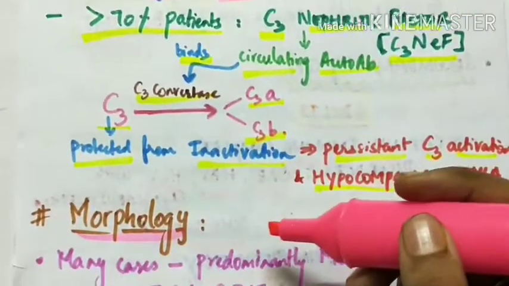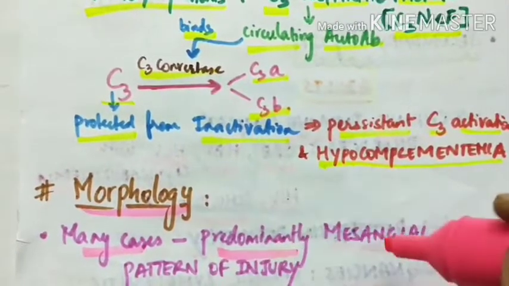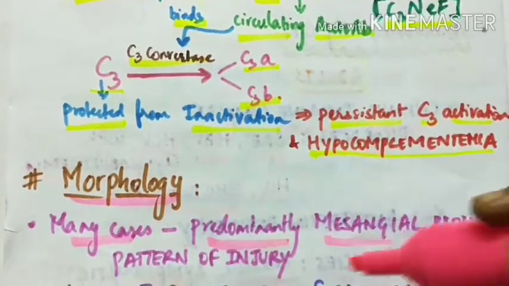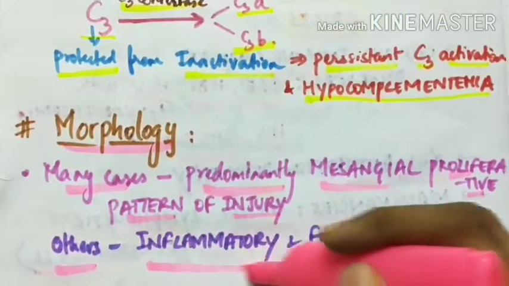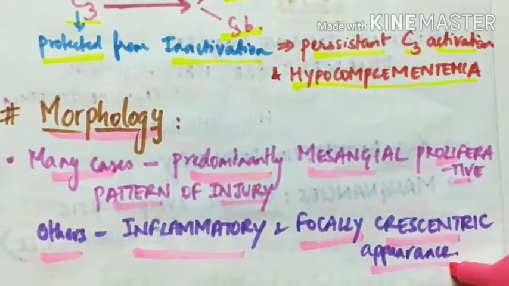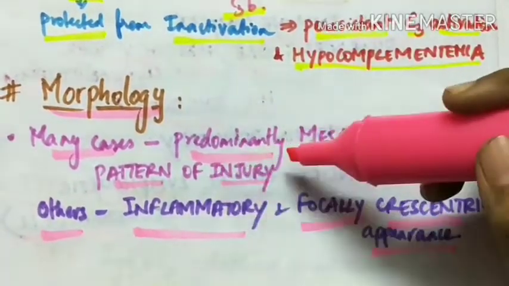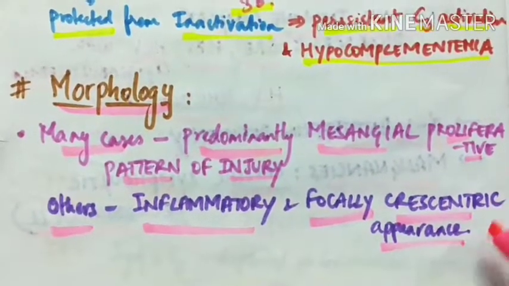Morphology of type 2 MPGN. In many cases, there is predominantly mesangial proliferation. So the pattern is a mesangial proliferative pattern of injury. In other cases, there is an inflammatory and focally crescentic appearance.